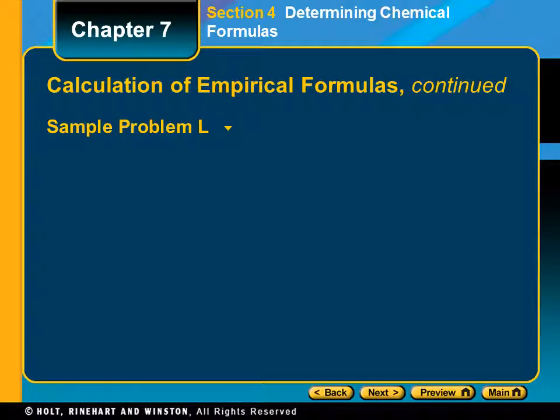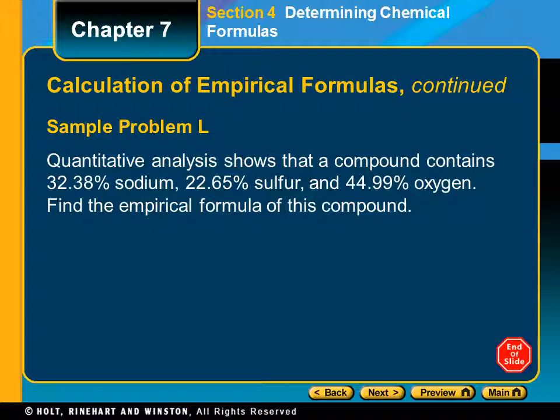So in that previous example, it would have been 1 to 3, which was what you got in your empirical formula for the diborane. It was BH3. What does this look like in a sample problem? You do quantitative analysis. You see that you have 32.38% sodium, 22.65% sulfur, 44.99% oxygen. You want to find the empirical formula.